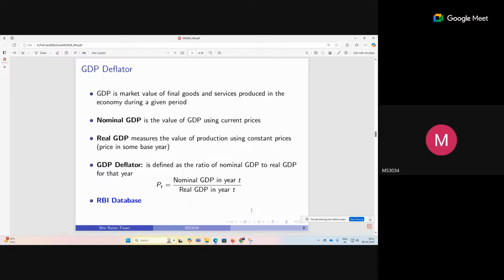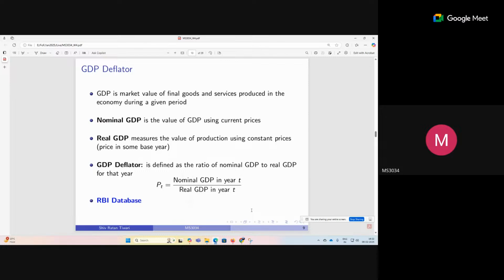Now the other price index which was discussed is the GDP deflator. So first we should understand what GDP is. GDP is the market value of all the final goods and services produced in an economy during a given period. Generally we calculate the GDP for a particular year, and in India quarterly GDP numbers are released. So each quarter we calculate the total numbers, and on this GDP two types of calculations are done.